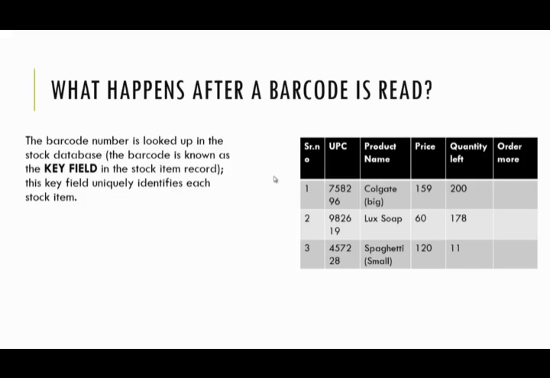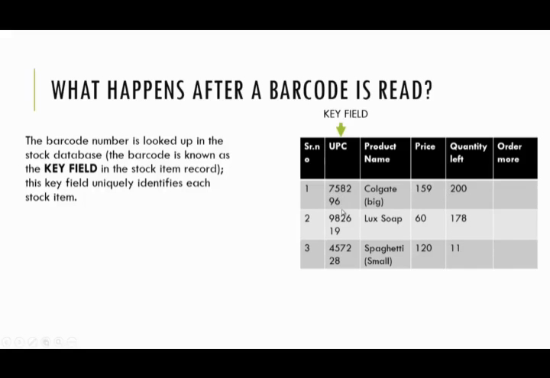So the product details: their UPC number, their price, the quantity they have left, if they want to order more, and the serial number. The UPC is the key field. When this product code is finally found using the barcode reader, through the reflected light, the light and dark pattern, and then binary numbers, it is searched in this database.